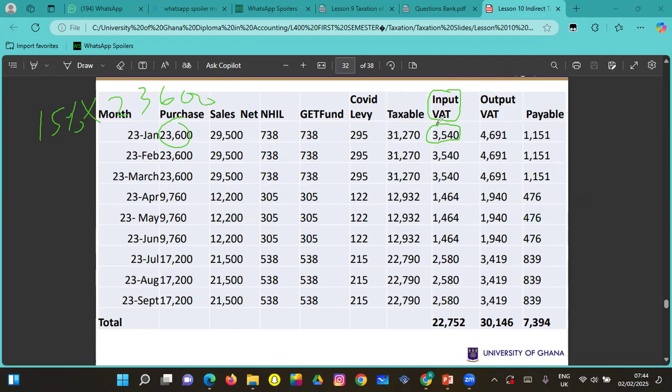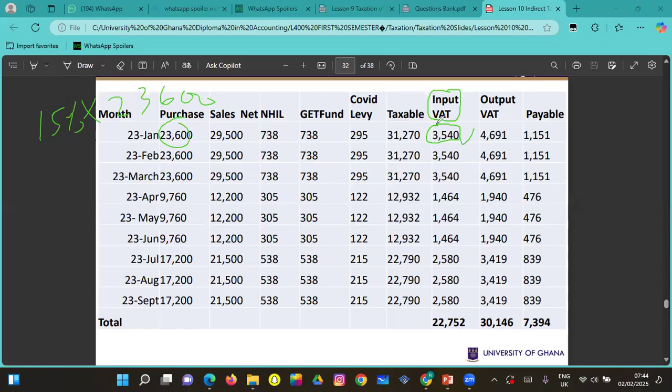The slide is based on the current listing, but our TA told us that in the case of exams, we have to use 12.5, and I'll reconfirm again before I start the tutorials on it. So when we do 15% times the purchases, we are going to get the input VAT. The same applies to all of them.